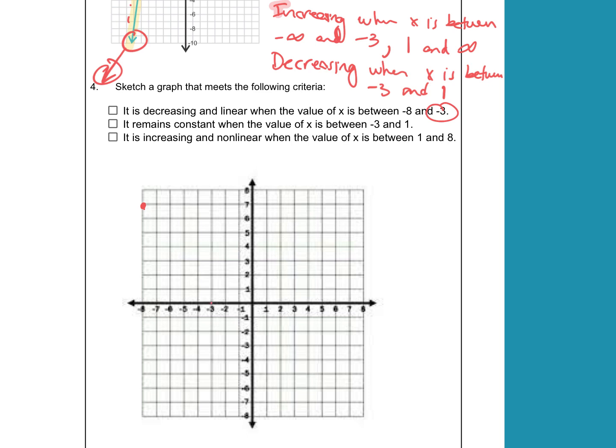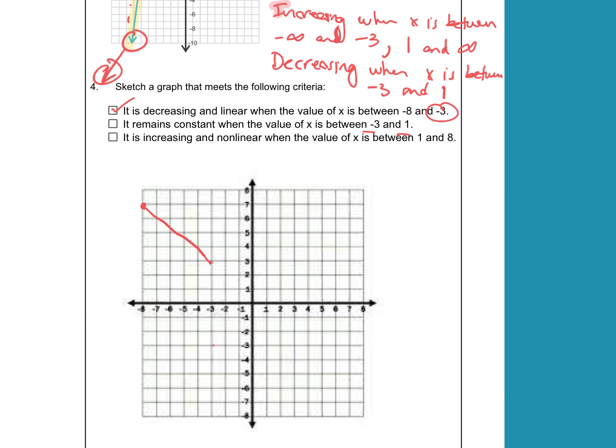So somewhere along this line, I have to stop decreasing. So maybe I want to decrease, decrease, decrease, and I'm going to hit there. There's that invisible line here at negative 3, so I can stop decreasing. And then, so you got that one. It remains constant, so we're going to stay the same. We're going to stay flat from that negative 3 up until 1.